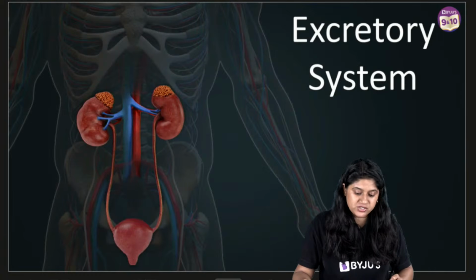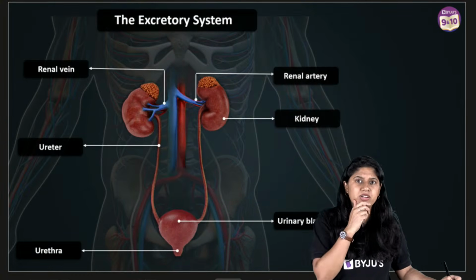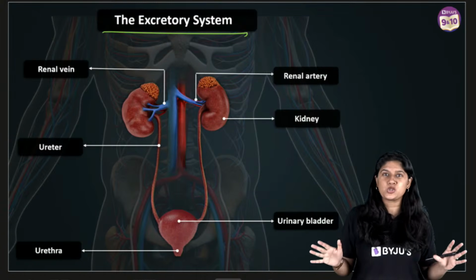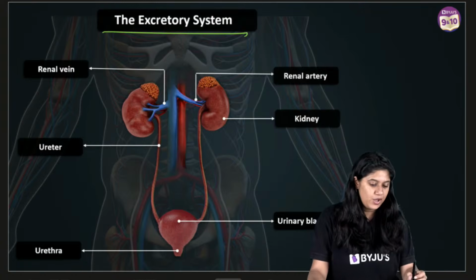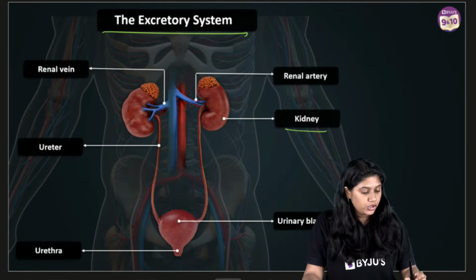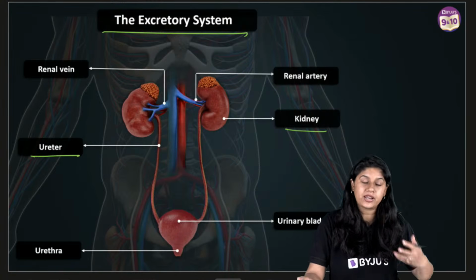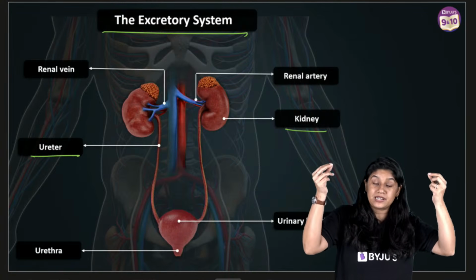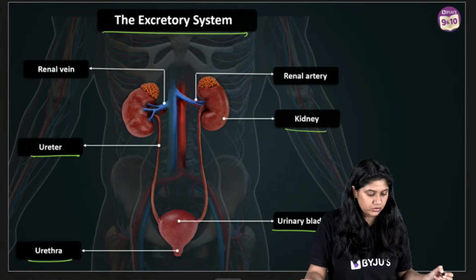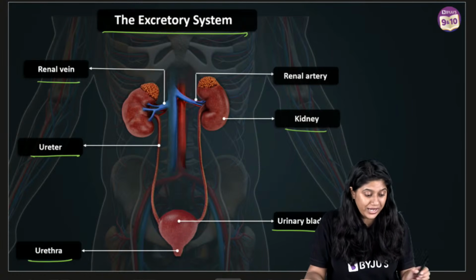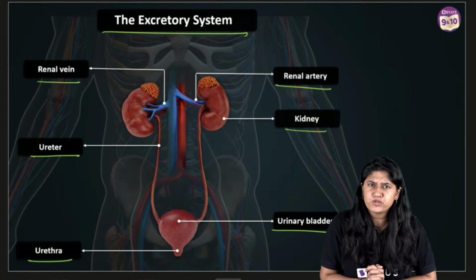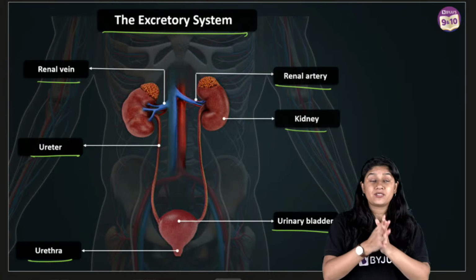Now let's talk about the excretory system. The easiest system that we have in this whole chapter is the excretory system. We have a pair of kidneys, the ureter, a tube that carries the urine from the kidneys to the bladder, the urinary bladder and the urethra. Along with that, we have the renal vein and the renal artery. In the beginning, a few of the students were asking what the renal vein and the renal artery are.